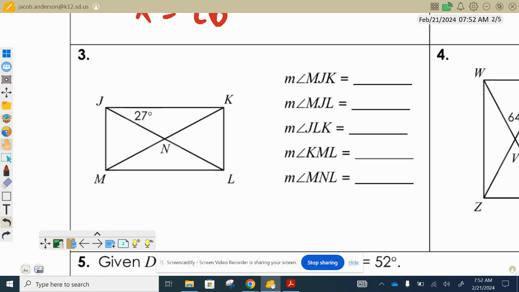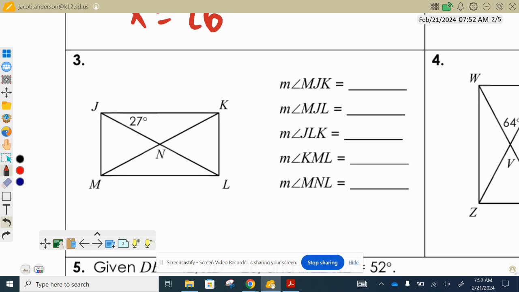When I have rectangles like this, I know that my diagonals are congruent to each other from the rectangle property, but also they bisect each other from the parallelogram property. Here's what happens. If they're congruent and they bisect, that means that this and this and this and this are all congruent on a rectangle. And that'll be true for every single rectangle because the rules apply for all of them.